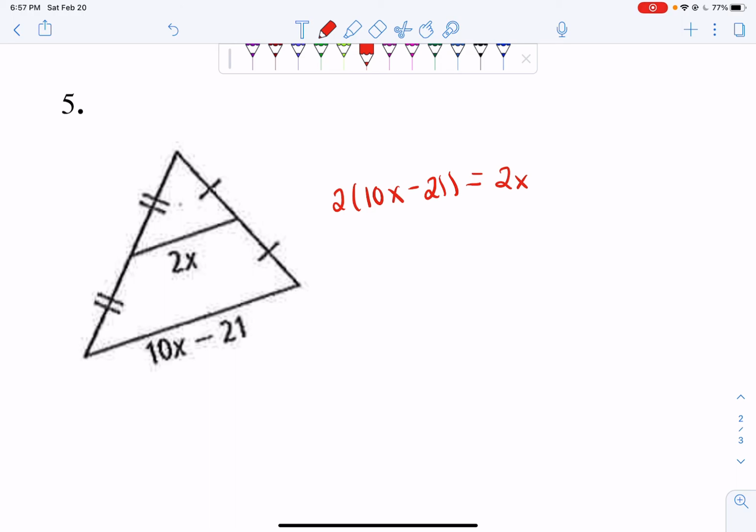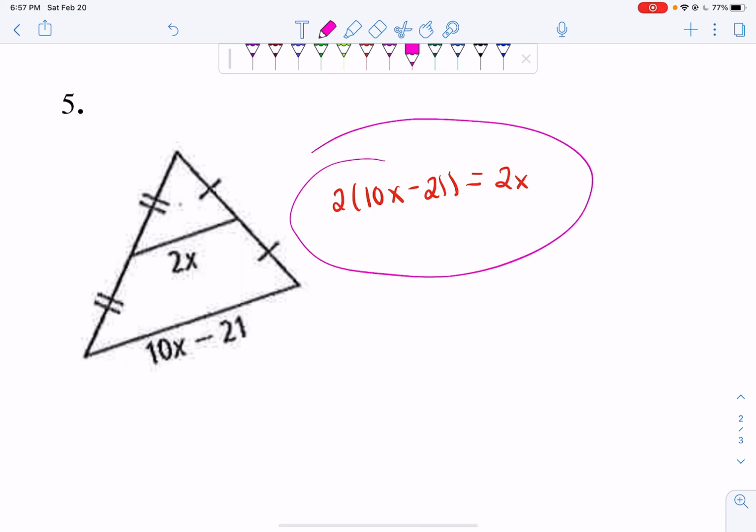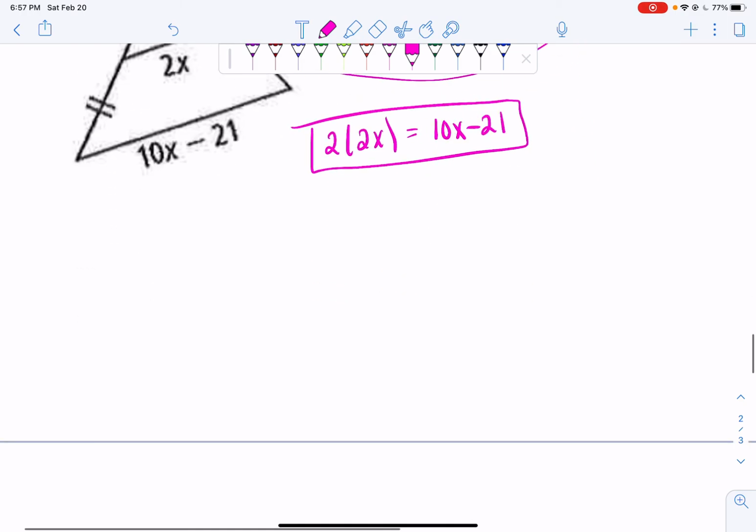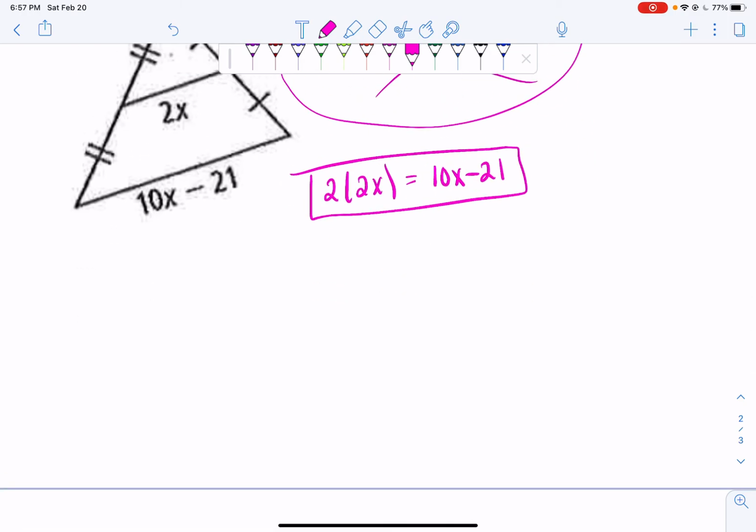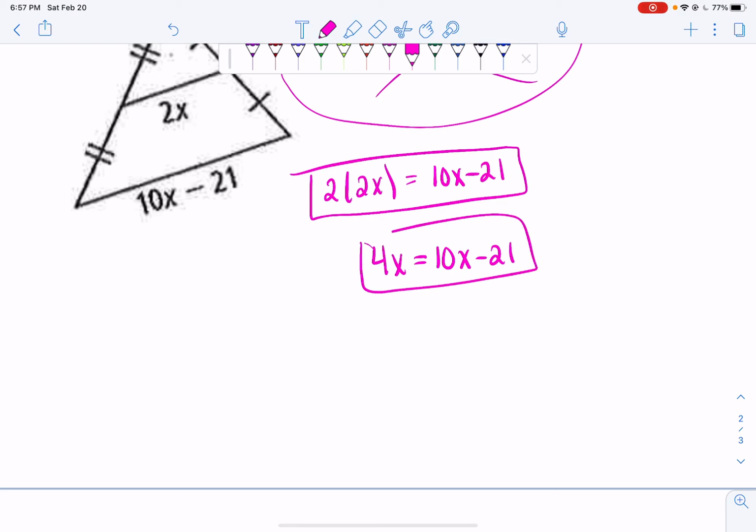So, did Mr. O'Sullivan do anything incorrect with this example? Yes, he did do something incorrect. He doubled his base. He is supposed to double his midline. So when we do this example, what we should really be doing is 2 times 2x equals 10x minus 21. That is your final answer. If you want, you can simplify. 2 times 2x is 4x. So I get 4x equals 10x minus 21.